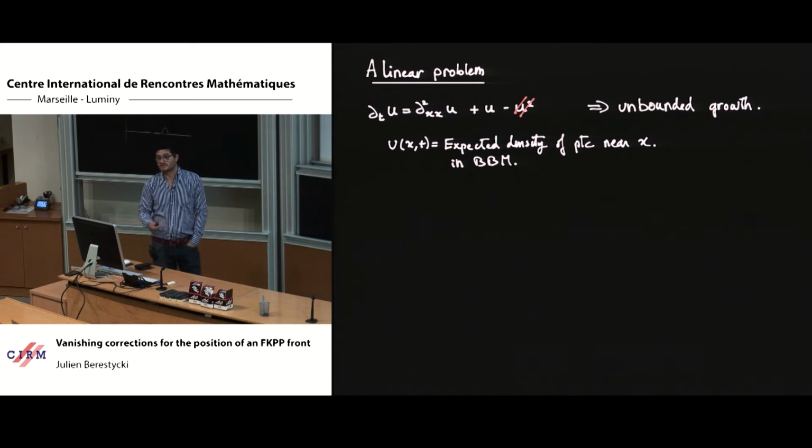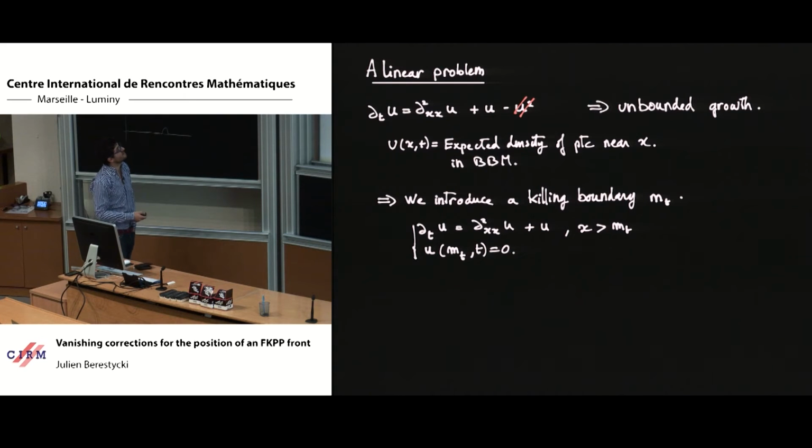So you need a saturation mechanism, and the way you do that here is that I'm going to introduce a killing boundary m_t. So now I also have this boundary which is unknown, and in some sense it's a bit like a free boundary problem. I want to solve something like that, but I don't know what m_t is. If I just give you this, of course this is not well posed. For any m_t I give you, I'm going to be able to exhibit a solution. So I need to ask something more if I want a meaningful solution to this problem.